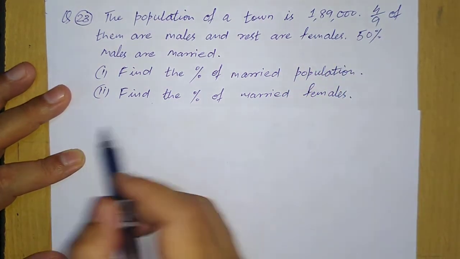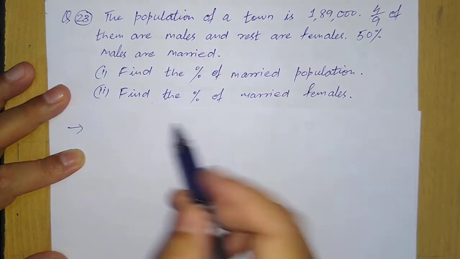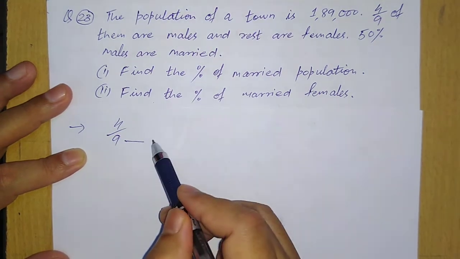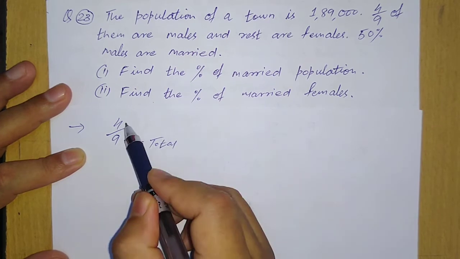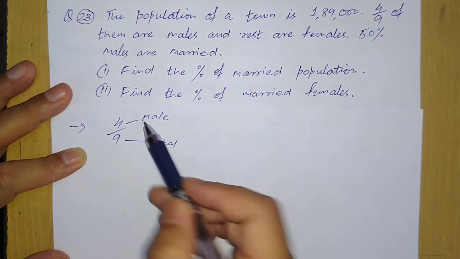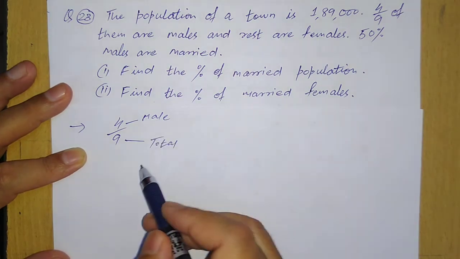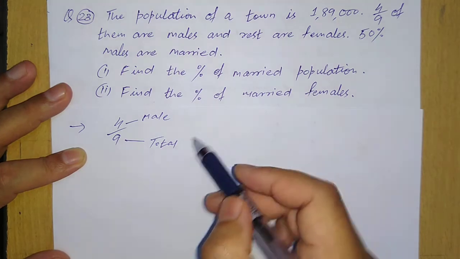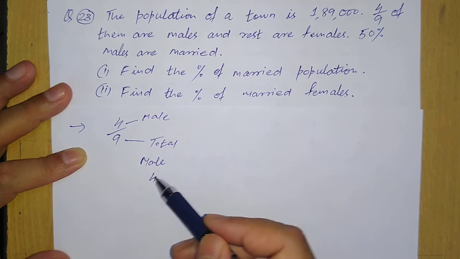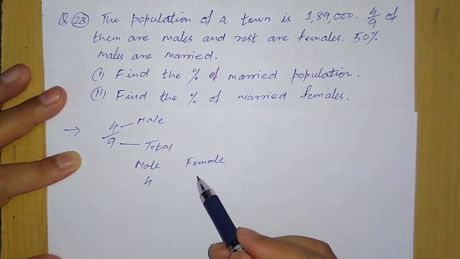So in this question it's given 4/9 of them are males and the rest are females. So 4/9 are males. That means what? 9 is total and 4 part is male. So if 4 is male, then female will be how much? Total minus male, which is 5. So we can say male is 4, female is 9 minus 4 is 5.